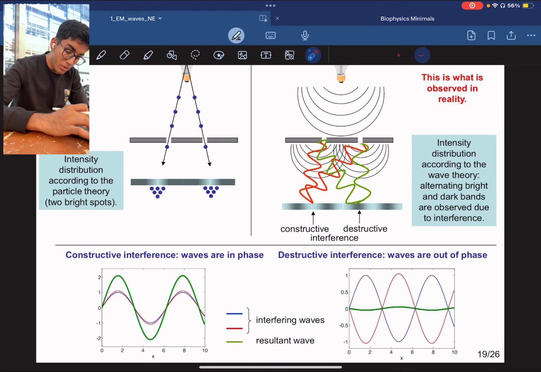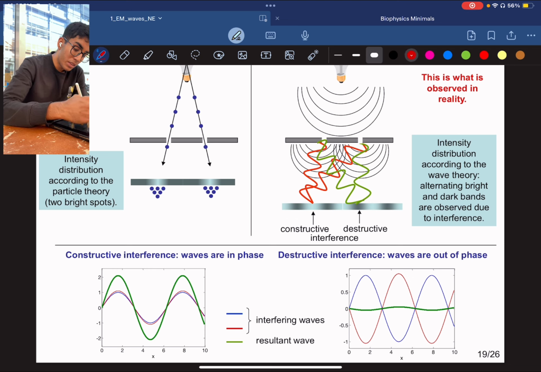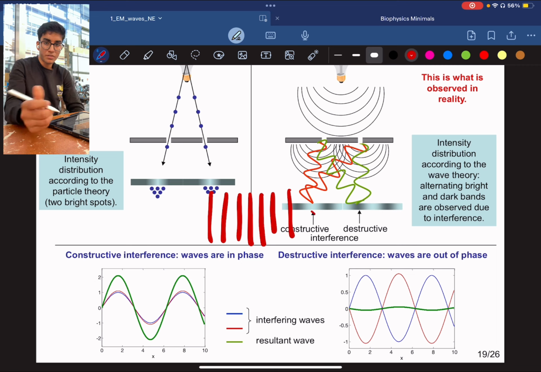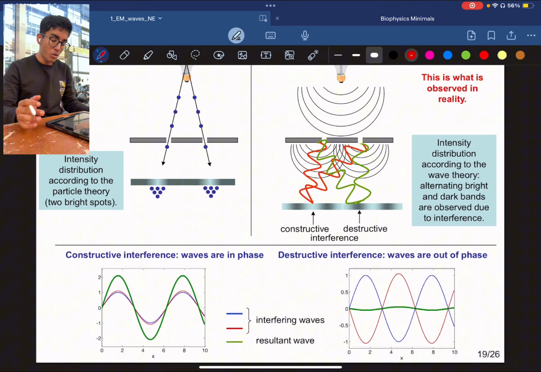And because of this, we see a series of light bands and dark bands. Okay, they look something like this. You see a bright band, and we don't see anything like this. We can see something like that. This is what we see. Very fascinating. Okay, and this was explained because of the wave nature. Like that's the only way we could explain.